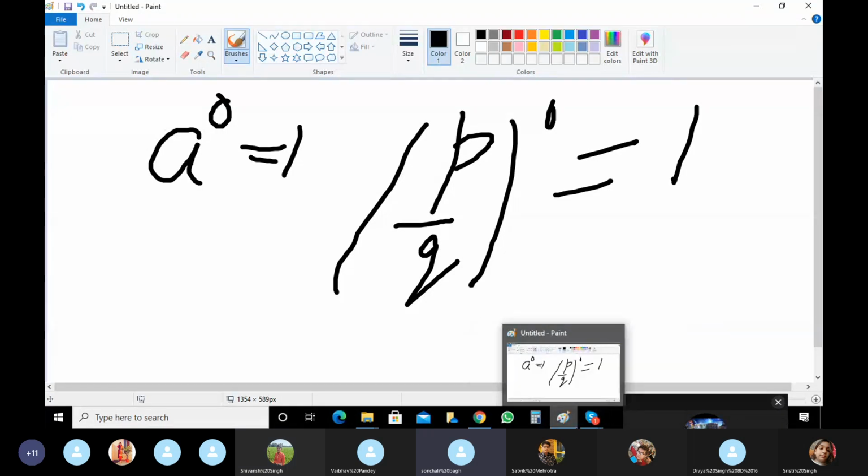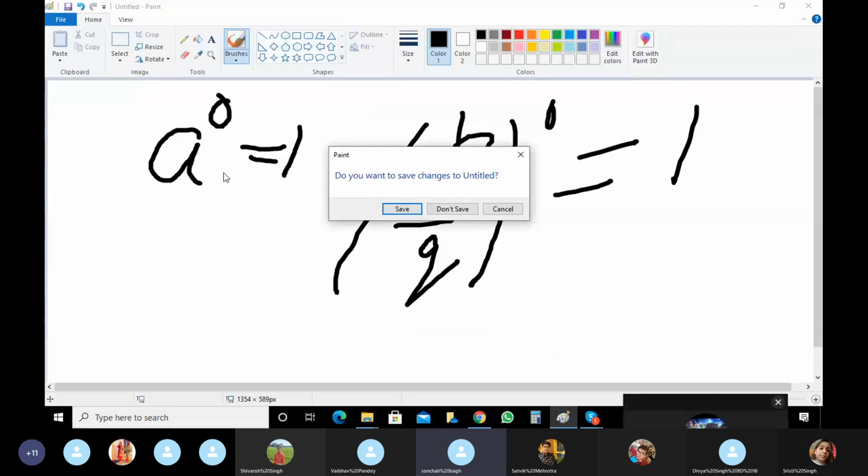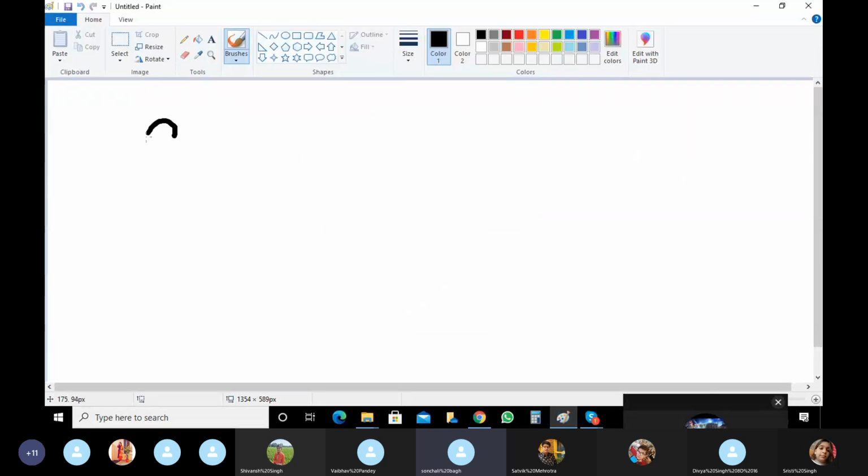Now one more thing. Let's see one condition and what you answer for that. Suppose a is equal to 1. Okay. So what should a to the power n be equal to?